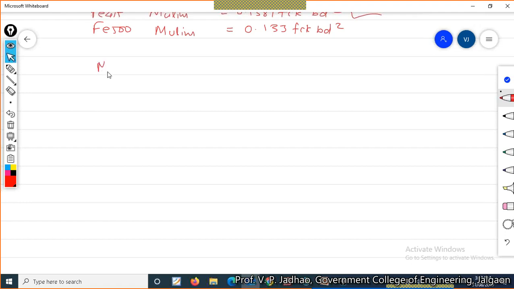As we know, Mu limiting is equal to Ru into b d square, or Ru limiting into b d square. You can say Ru or Ru limiting here. Then we can calculate the depth of any beam. d square is equal to, take this value of Ru into b to the left hand side, we get Mu limiting upon Ru into b.